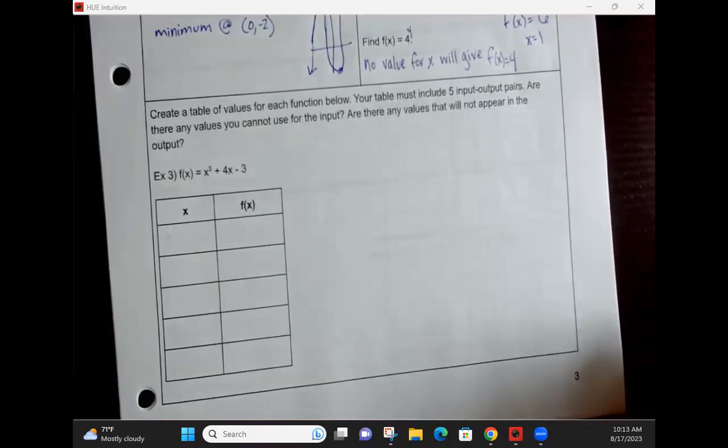So as I'm going to set up my table, are there any values that I need to exclude from my input? Is there anything I cannot plug in for X? Everything's okay to plug in? Yep, I can plug in anything that I want. Okay. What kind of values did you guys choose to plug in?